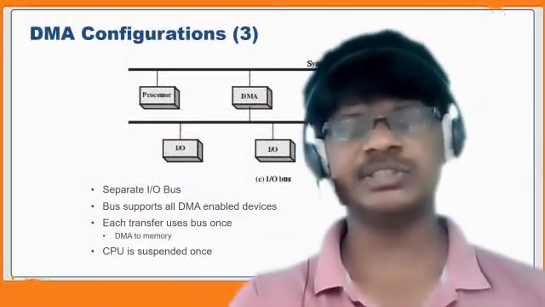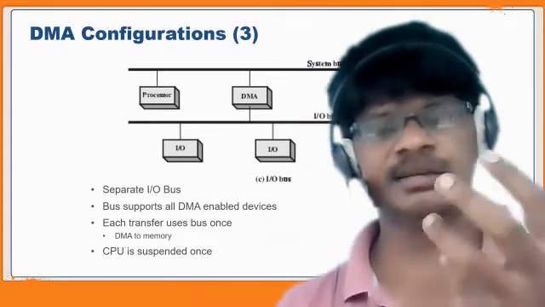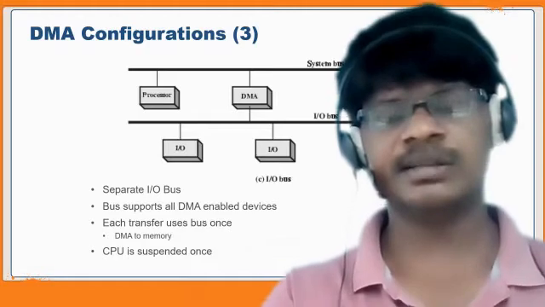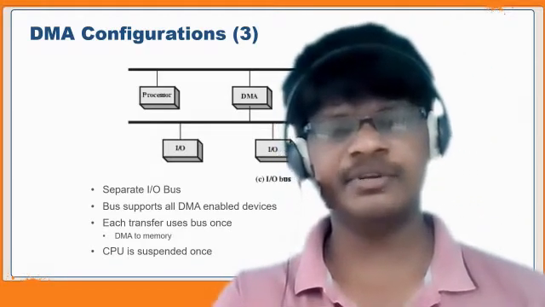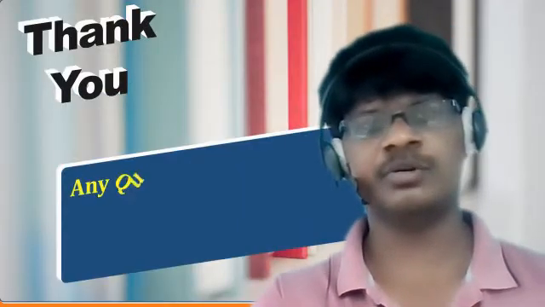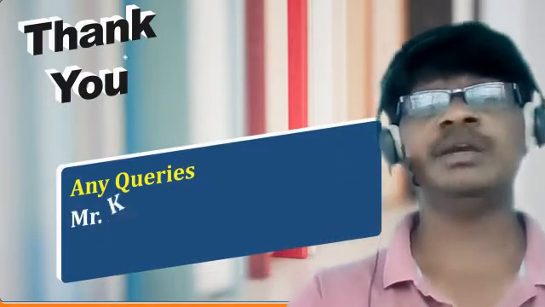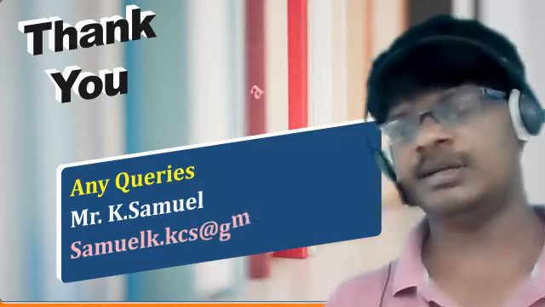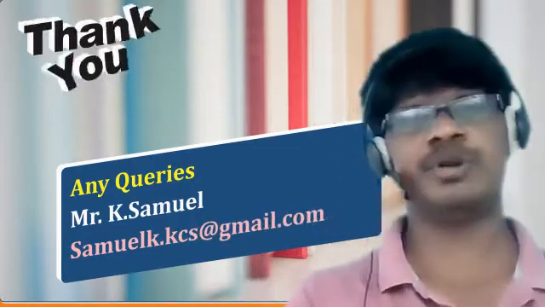Another configuration is a single bus with multiple DMAs, so it doesn't depend upon the CPU. Another configuration is also there. So the main advantage of DMA is that it acts as a separate processor, whereas the interrupt driven IO and the programmed IO always depend upon the CPU.